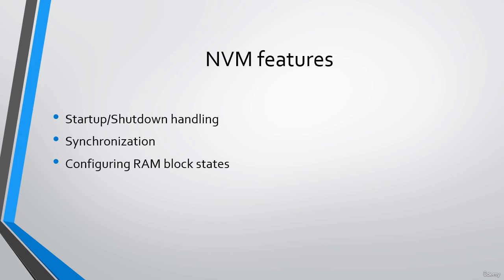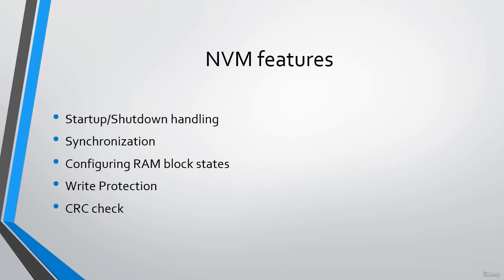Next is configuring RAM block states. At runtime we have the RAM block, and if you remember, there is the admin block and so on. The states of the RAM block can be configured using NVM. This is called configuring RAM block states. Then there is the write protection feature. It is possible to protect the data that is stored somewhere, and modification of this data can be prevented. This is called write protection.